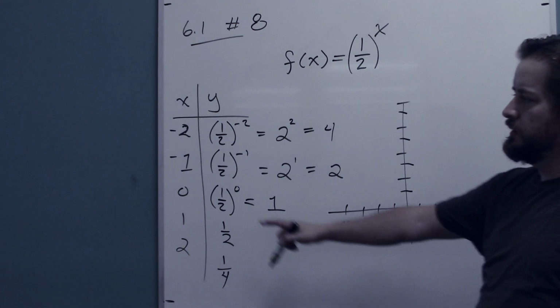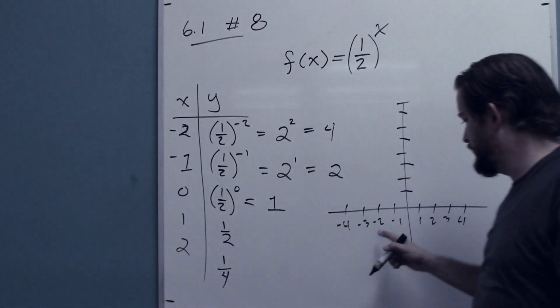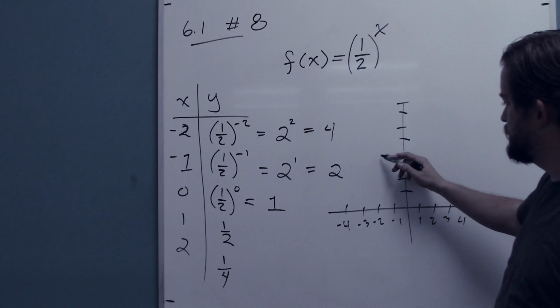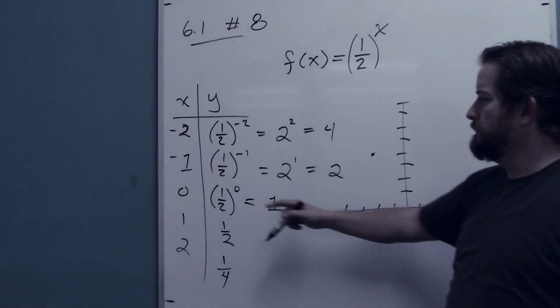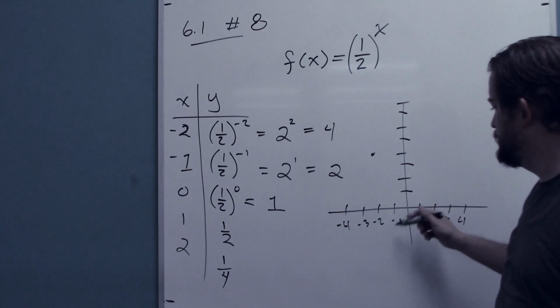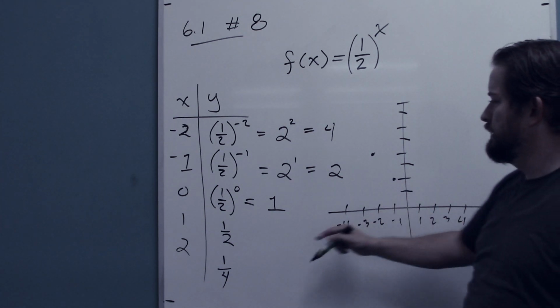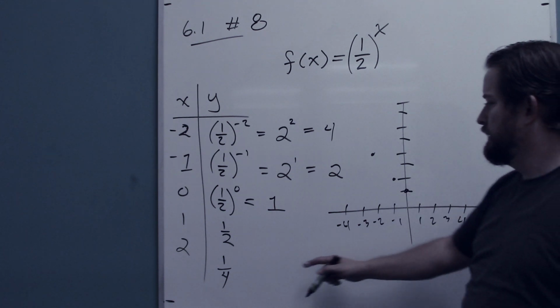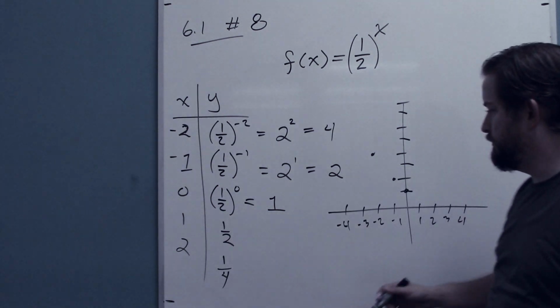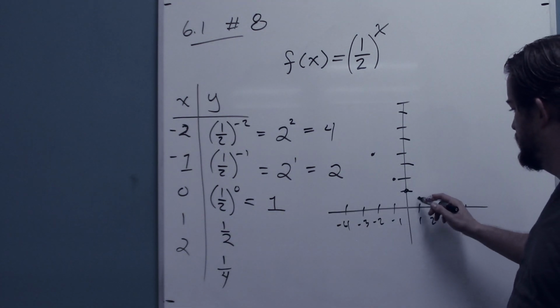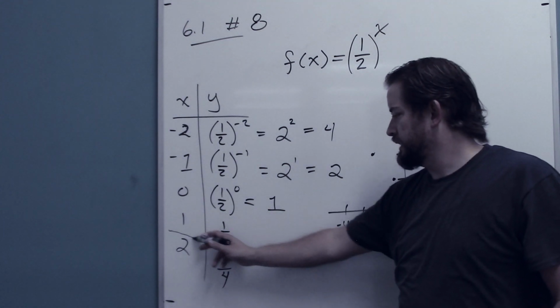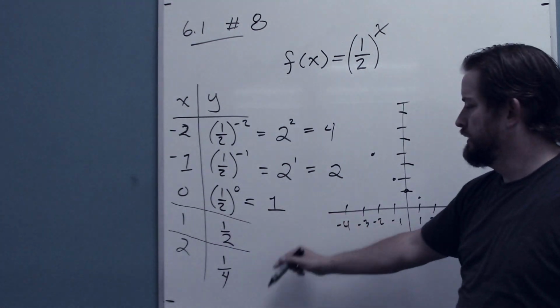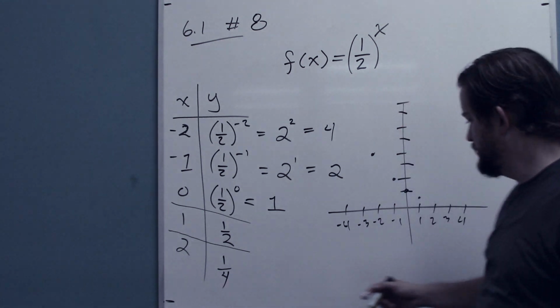I have the point negative 2, 4. So if x is negative 2, y is 4. X is negative 1, y is 2. When x is 0, y is 1. When x is 1, y is 1/2. And when x is 2, y is 1/4.